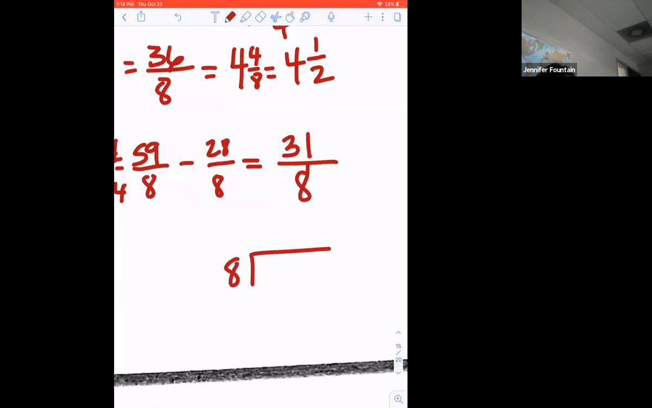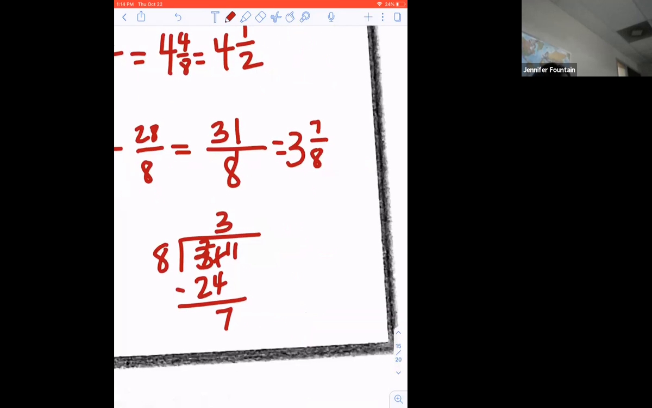Now I can change from an improper fraction to a mixed number. So 8 will go into 31 3 times. 3 times 8 is 24, and 31 minus 24 is 7. So we have 3 and 7/8 as our final answer.